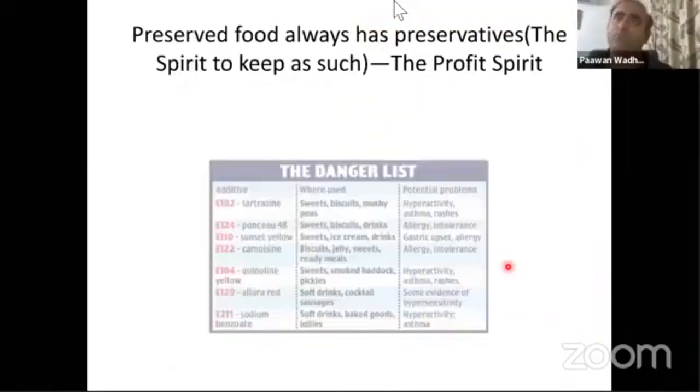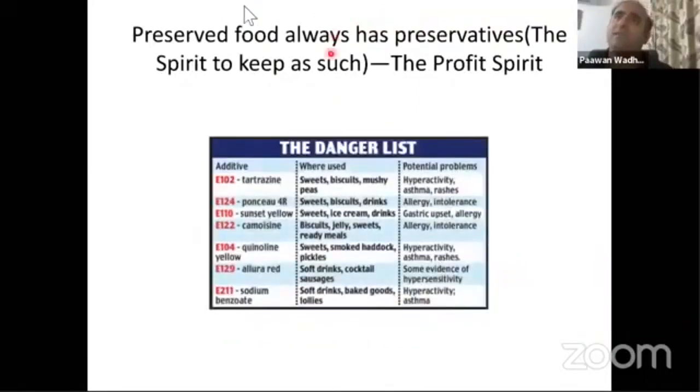Now about preserved food, the preserved food always has preservatives, to keep it as such, the profit spirit. So all those packed materials like biscuits, namkeen, packed foods like chips or some biscuits, all those contain a lot of chemicals. These preservatives are chemicals and they are all very dangerous. So we should try to avoid them as much as possible whenever it is possible.